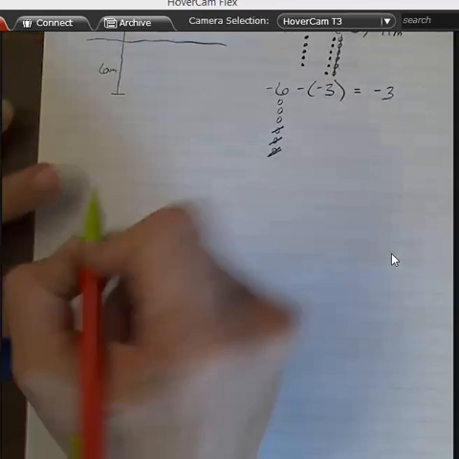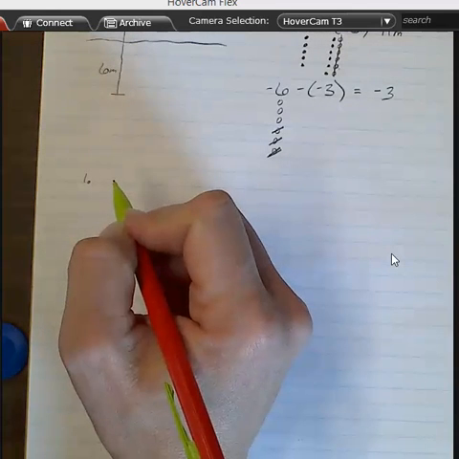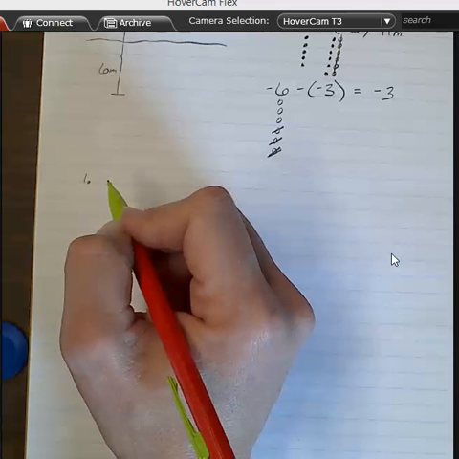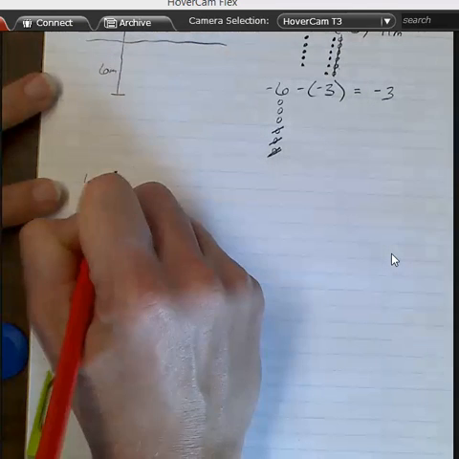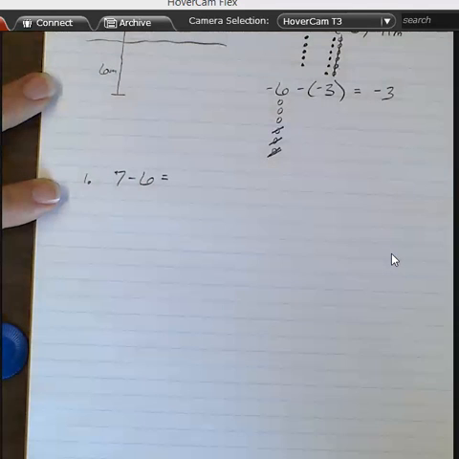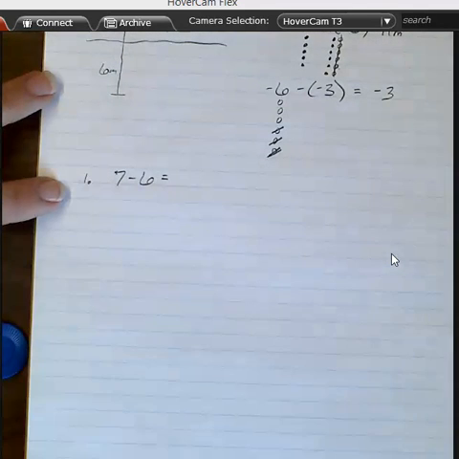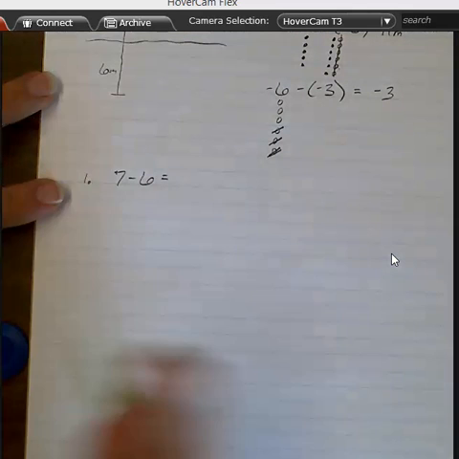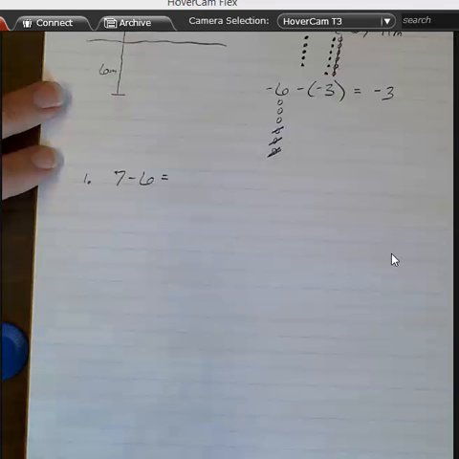Number one says, and you're going to write this, the expression, and I actually want you to make it into an equation, which means I want you to add an equal sign. Write this on your paper. 7 take away 6 is equal to what? In subtraction, I don't want the answer. I want how would I show with my chips. So what am I going to draw to show a value of 7? What am I going to draw on my paper, Colin, to show a value of 7?